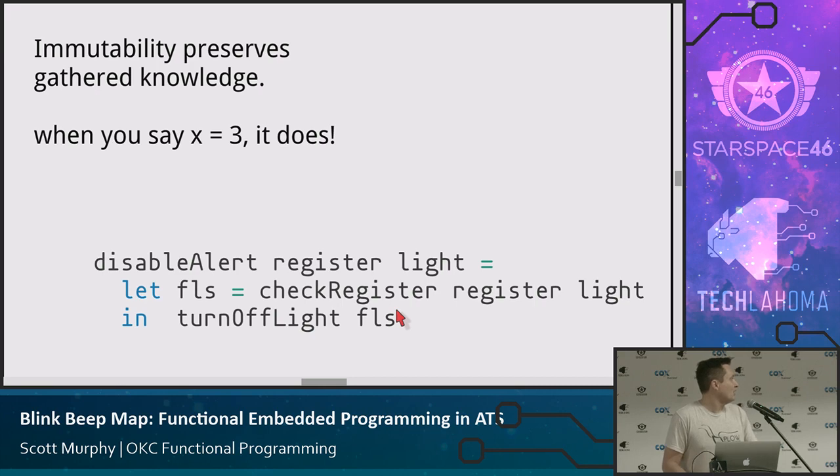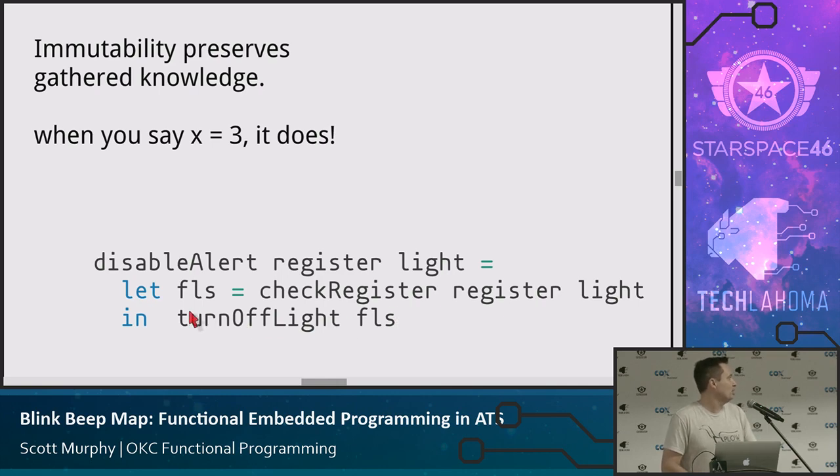Immutability. Like I said, I was going to come back to that. When you say x equals 3, it does. In other words, in an immutable world, variables have a much more mathematical definition. So you're not talking about a place in memory. Instead, you're talking about binding an expression to a name. To me, that's the key concept of immutability: you're binding an expression to a name, and then that name always means that.